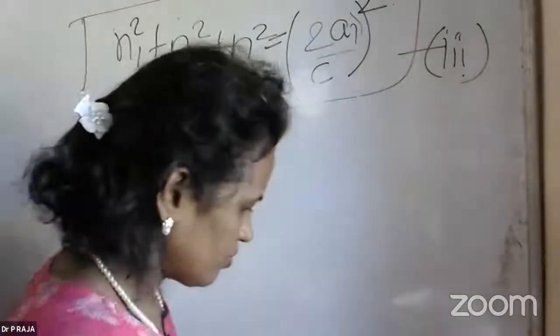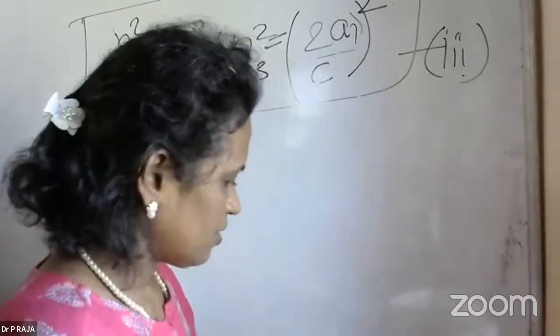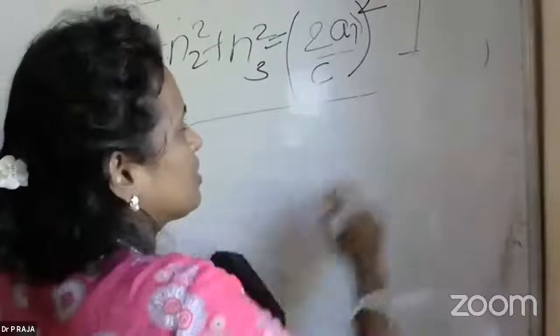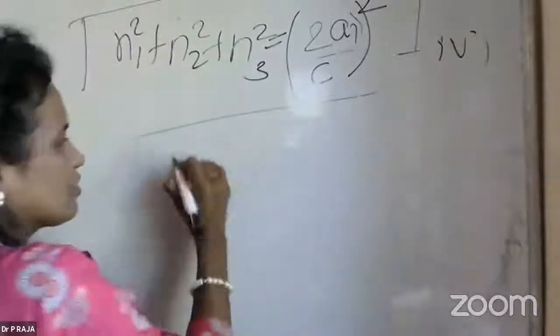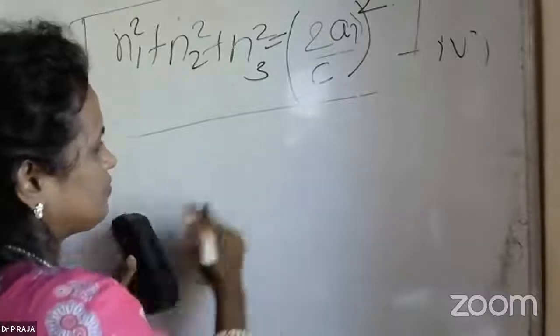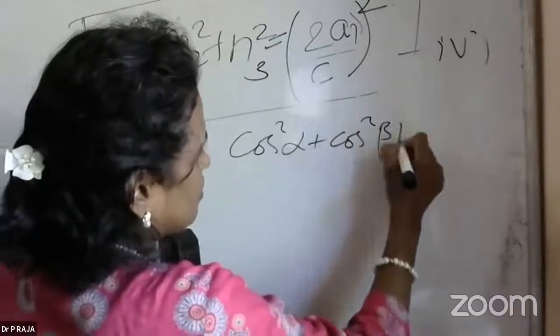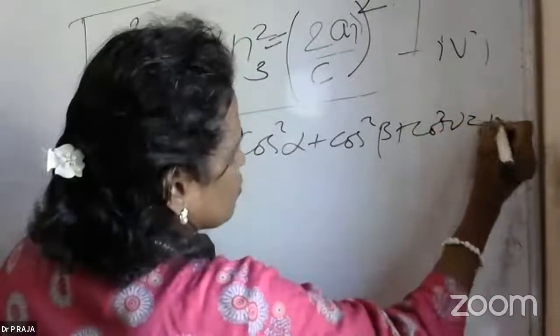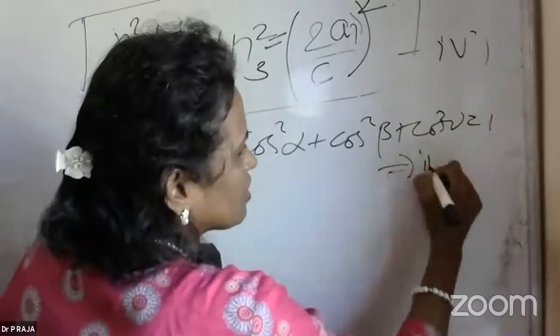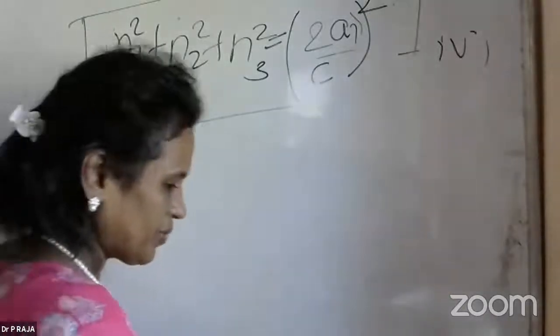No, already, yes. This is, they have put it as equation number 4, since equation 3 was cos square alpha plus cos square beta plus cos square gamma, which was considered to be 1. Okay, now I put this as equation 4.